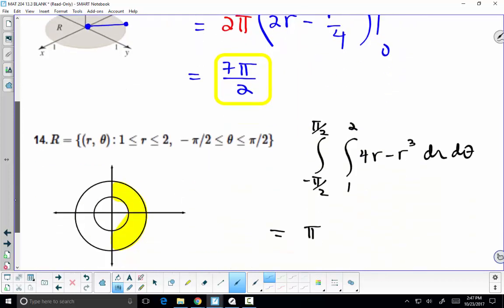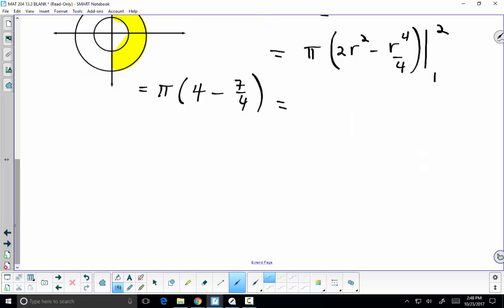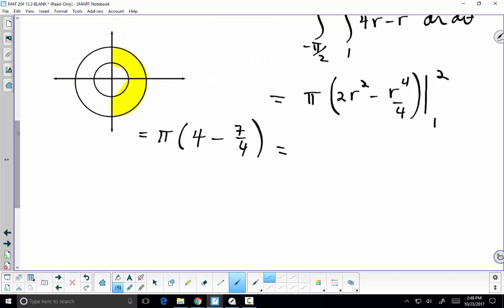Got it, all right. And then when we integrate that with respect to r, we get the same thing, 2r squared minus r to the fourth over 4, 1 to 2. So here we get lots of activity, and pi is sort of multiplied by that. So plugging in the 2, we get 8 minus 4, which is 4, minus 2 minus a fourth, so 8 fourths minus 1 fourth, some fourths. Let me double check. Good grief. 16 minus 7, 9 fourths, so 9 pi over 4.